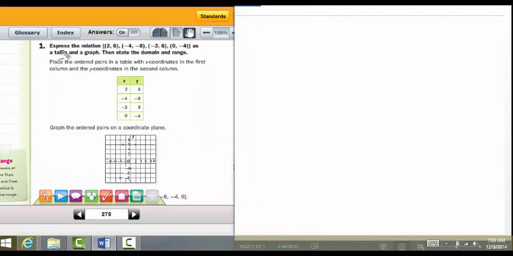It asks to express the relation 2, 6, -4, -8, -3, +6, and 0, -4 as a table and as a graph. So we would take these values and we would put them in a table. They've done that for you here. We have 2, 6 is right here, then -4, -8 is right here, etc. So that's the first thing. Place them in a table, and then also they want you to graph them.